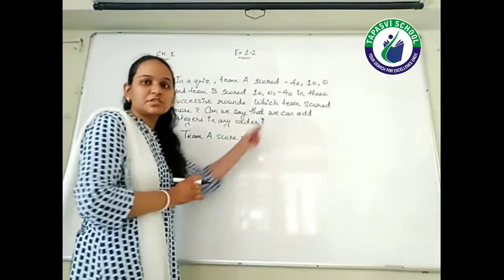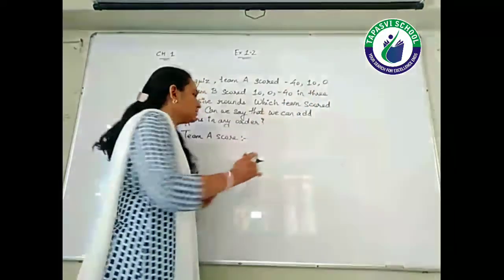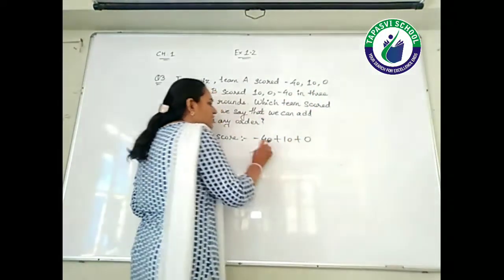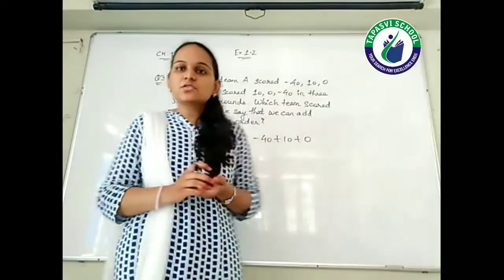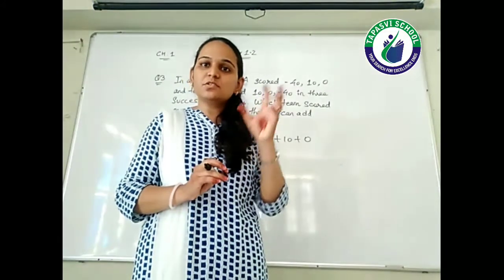Team A score. What's the score of team A? So minus 40 plus 10 plus 0. Now minus 40 and 10, both the integers are opposite integers. That means one is positive, another is negative.